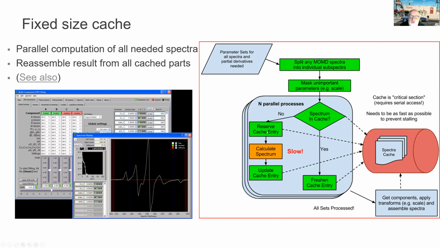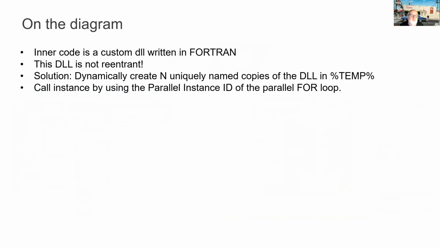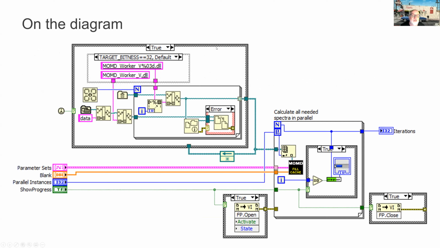So it's easier to do it in parallel and do all the cache entries. And so we create n uniquely named copies of the DLL. The hard calculation is actually a Fortran DLL, which is very old, very complicated code. And then we call it by using the parallel instance. The Fortran DLL is not re-entrant, so on first run it goes into the temp folder and creates n uniquely named copies of that DLL. If it doesn't exist, it will copy it there. If it already exists, it uses it.